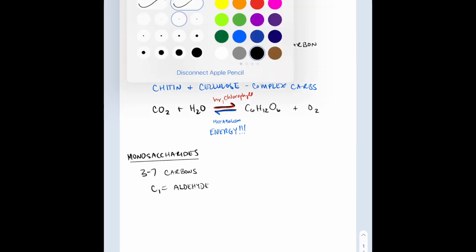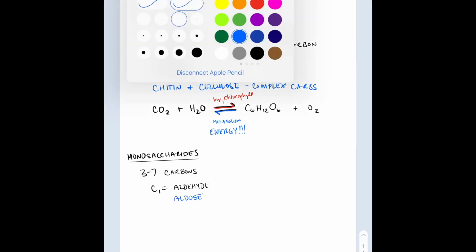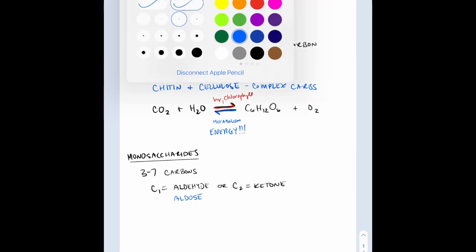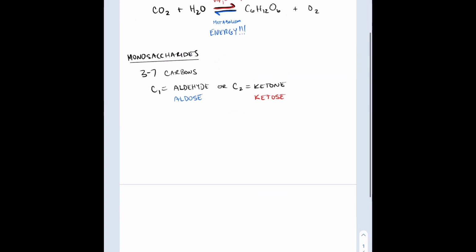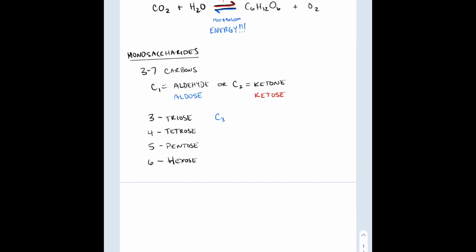So monosaccharides can range from 3 to 7 carbons, and mono means one sugar. So we can define a couple things. Every sugar has a carbonyl group on it when it's in the linear form, and if the carbonyl group is on carbon 1, it's an aldehyde, and we call that an aldose sugar, right? Or if it's at C2, that means it's a ketone, and we call that a ketose. And we can name sugars like 3 carbon chains: triose, tetrose, pentose, hexose, so on and so forth.